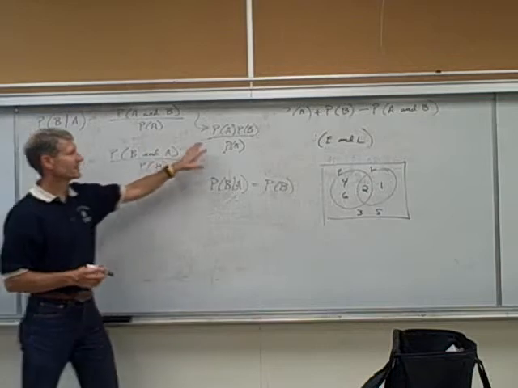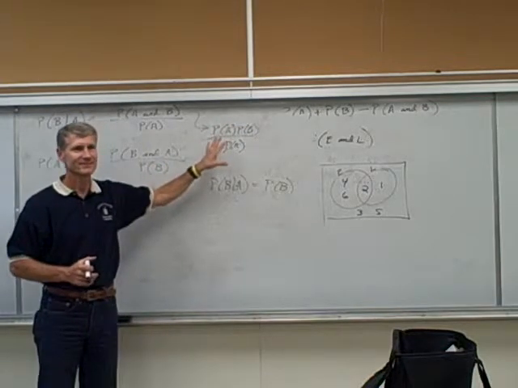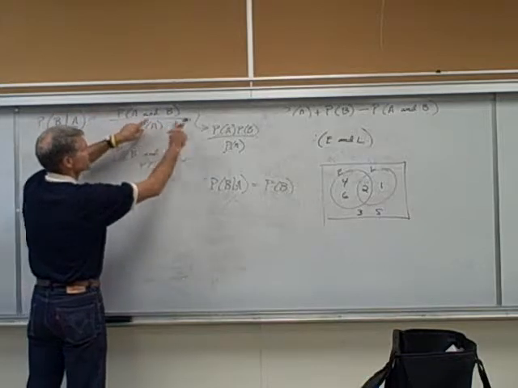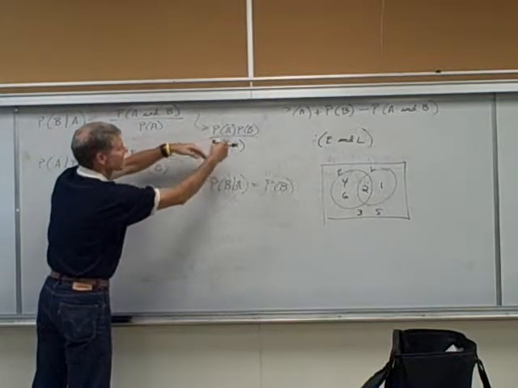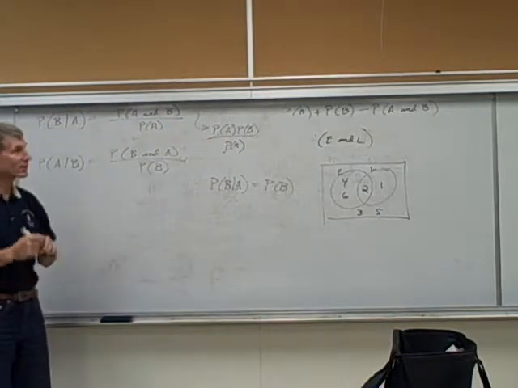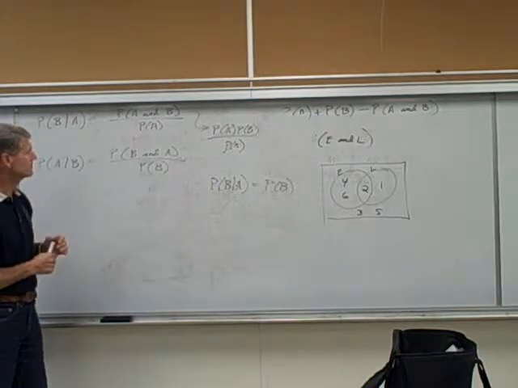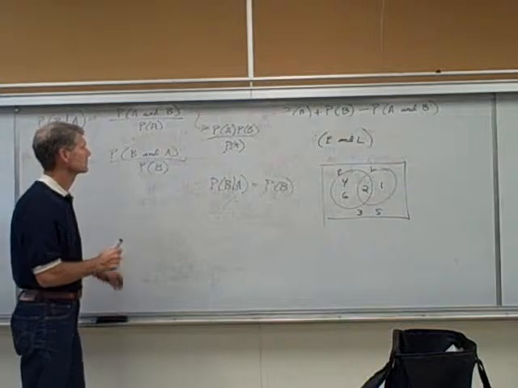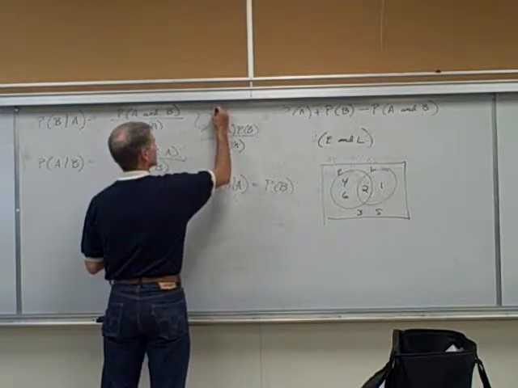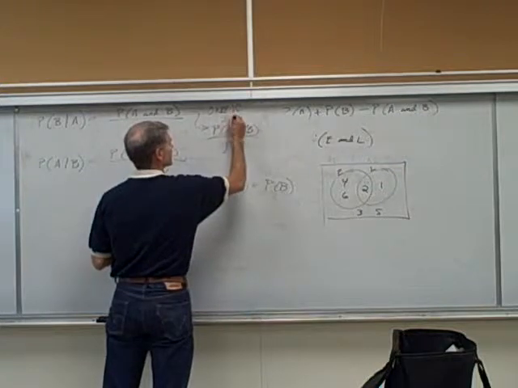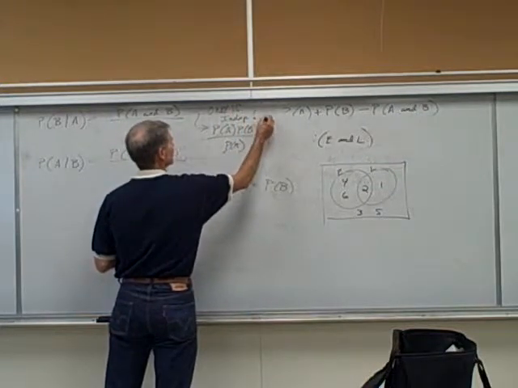But don't do this. It happens on tests all the time. People will start writing this out and say, "Man, this is this, therefore I cancel and I got probability of B." No, it's not, unless they're independent events. So only if independent.